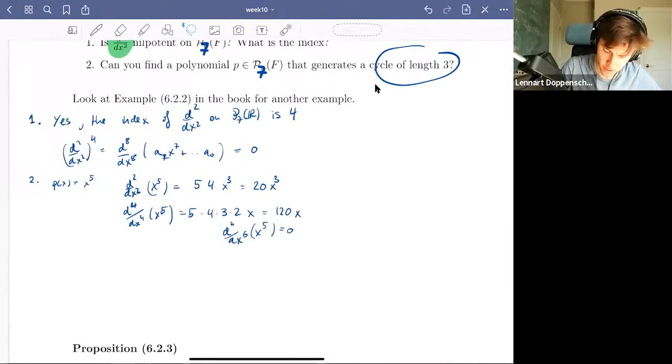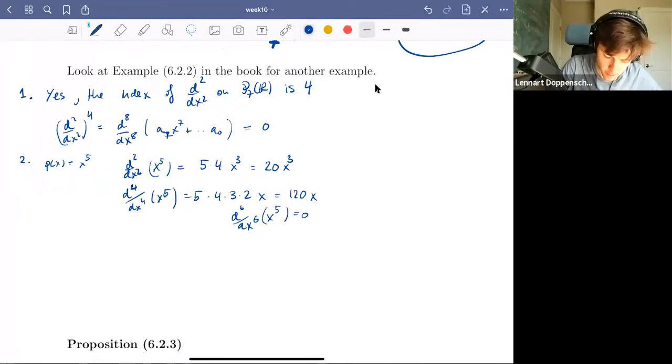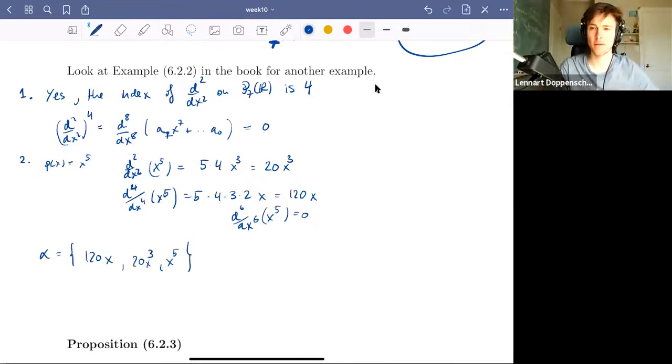So this means that the cycle alpha is x to the 5, 20x to the 3, 120x, and that's it. So this is a cycle of length 3.